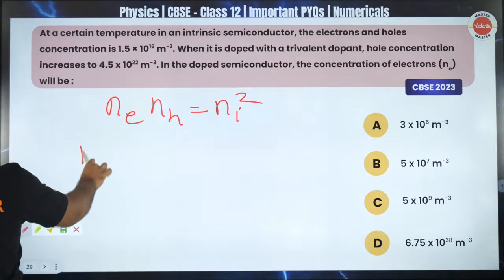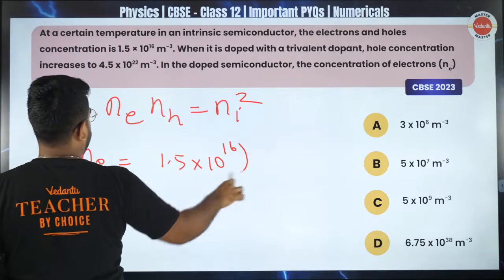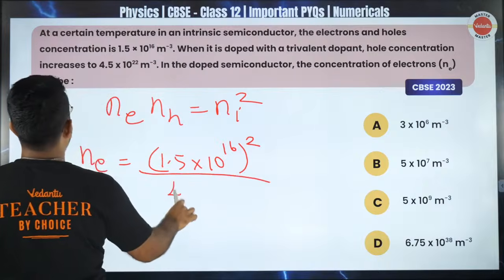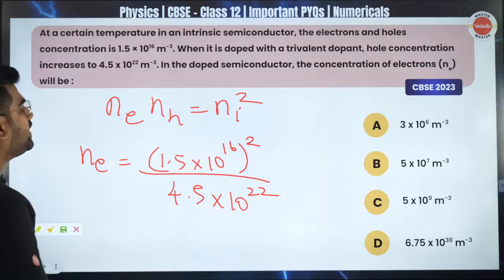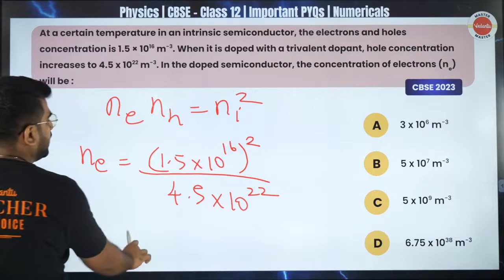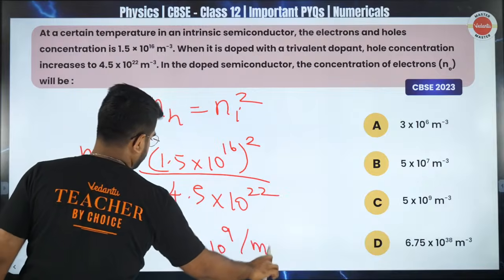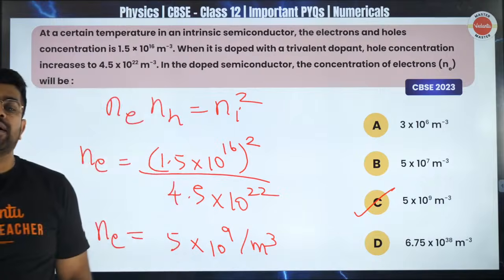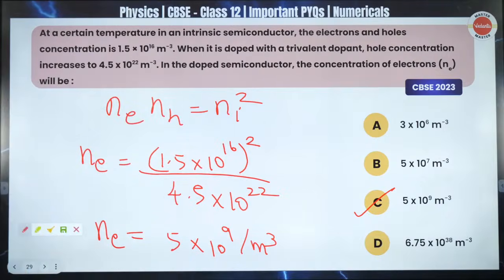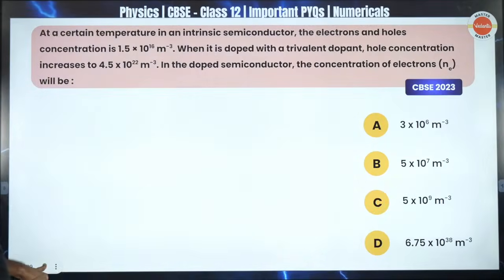Okay, so Ne is what we want. Ne is equal to Ni square divided by Nh. That's it. So divide it, you will get the answer. How much does that come out to be? That will come out to be 5 into 10 to the power 9. So that is going to be your answer. I hope all of you are clear. Okay, the answer is option C. Everybody okay? Very good. So now let's move forward.